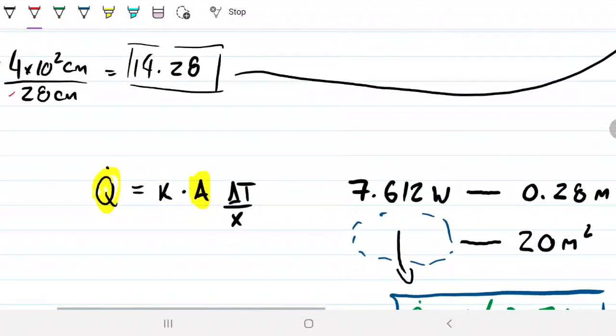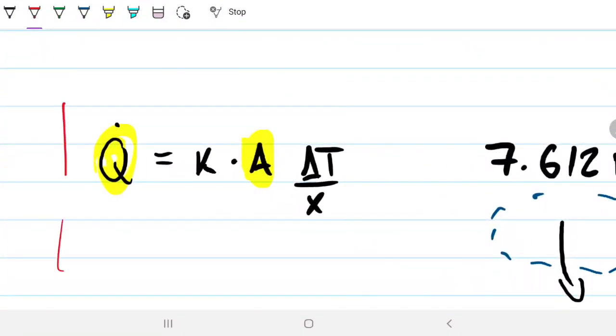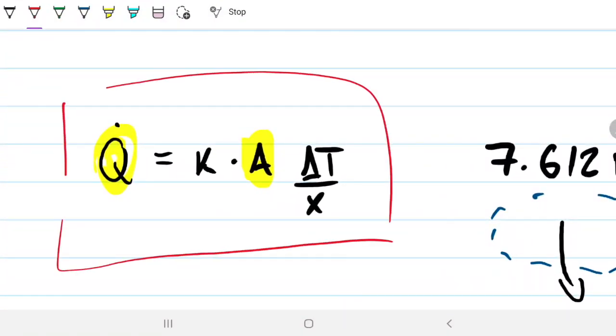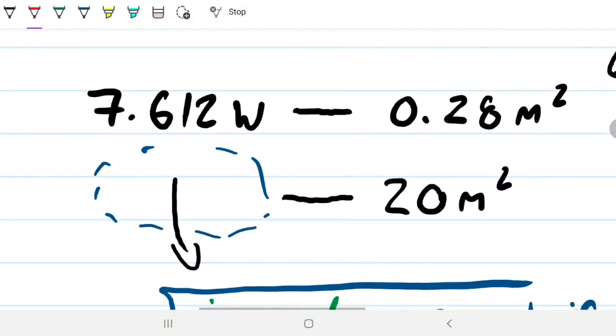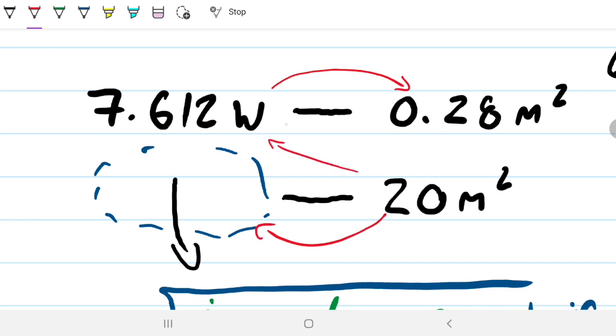Another way to do it is that we can note that because Q is proportional to A, it's a linear proportion. In other words, if I double A, I'm going to double Q. That means that I can just do a proportional idea here, right? So if my 7.612 watts is for a 0.28 meter squared area, then for a 20 meter squared area, I'm going to have the unknown. So I just do 20 times this divided by this, and I get that. That's one option of doing it.